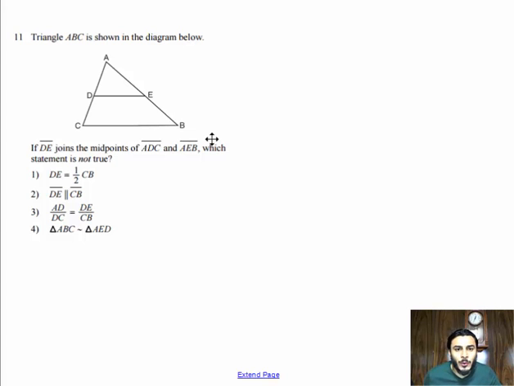Number 11 says triangle ABC is shown in the diagram below. If DE joins the midpoints of AC and AB, which statement is not true? So here we got ourselves a nice mid-segment question. And a mid-segment is half of the opposite parallel side. So segment DE is a mid-segment because it connects 2 midpoints of a triangle. We are told that D and E are midpoints, so that makes it a mid-segment.